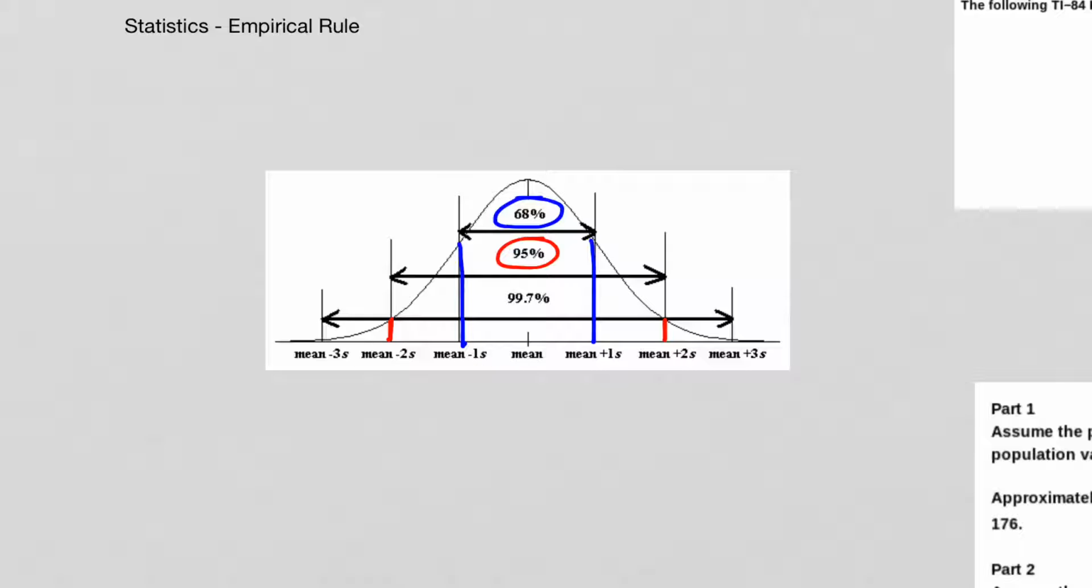And finally, we go out 3 standard deviations. And once we do that, anywhere from 3 standard deviations below the mean to 3 standard deviations above the mean, that means we're capturing roughly 99.7% of the data. So not quite 100%, but most likely more than 99%.